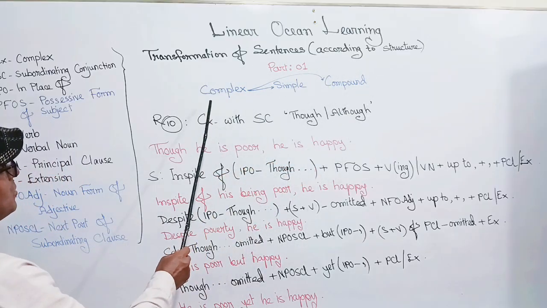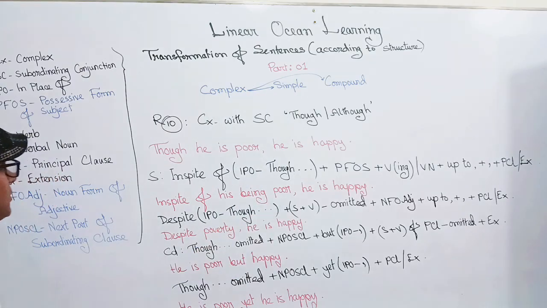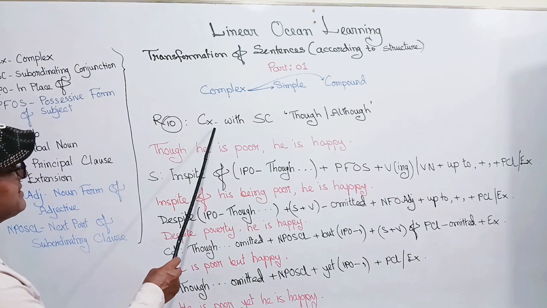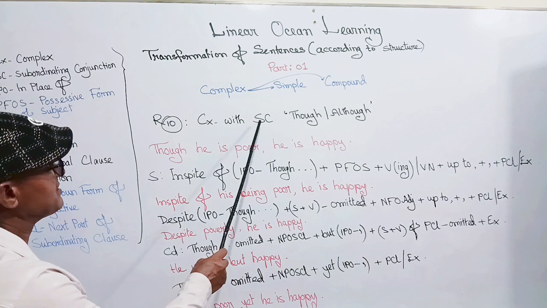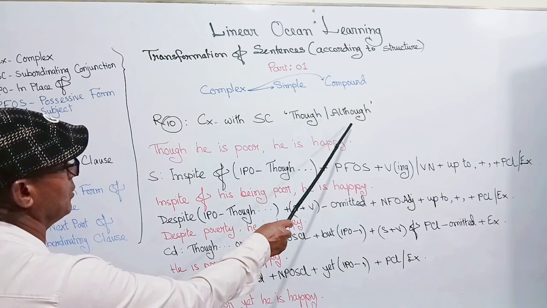Part 1, from complex to simple and from complex to compound. Today I'll be talking on Rule 10, on complex sentence with subordinating conjunction though or although.